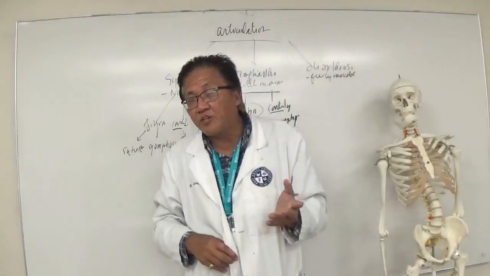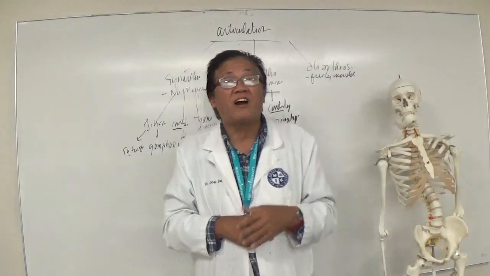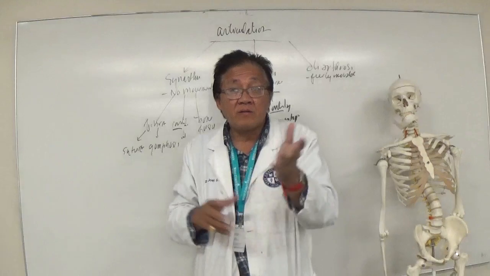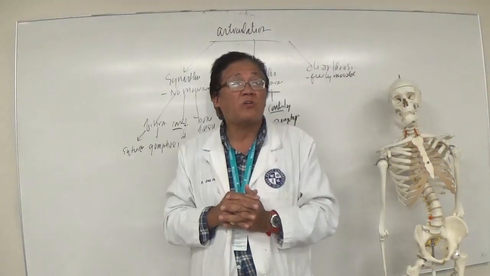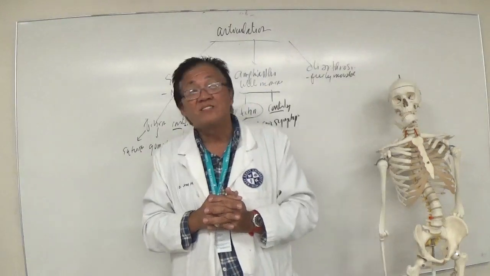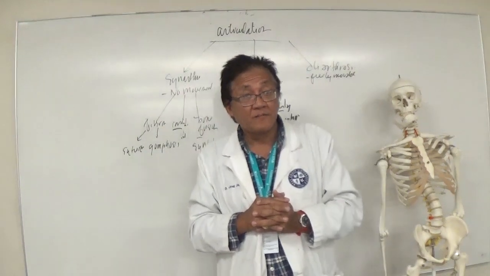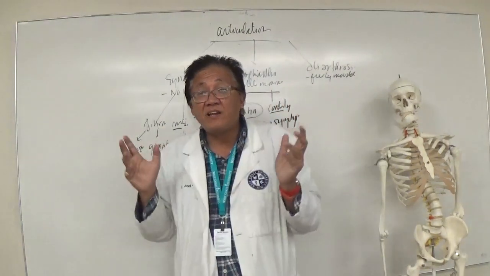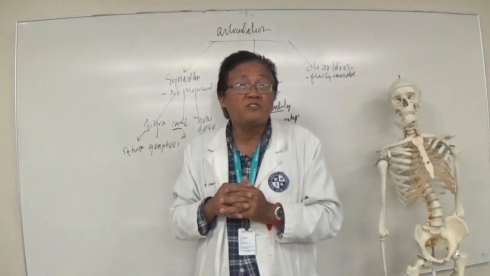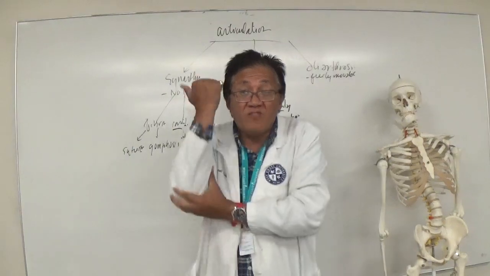What is an inflammation of the joint called? Arthritis, right? The common diarthrodial joints are what we call synovial joints, because why? They're lined with synovial membrane that secretes what? Synovial fluid for what purpose? Lubrication. It's basically your KY jelly in the joint to reduce the friction so that there will be no pain whenever we move the joints, right?